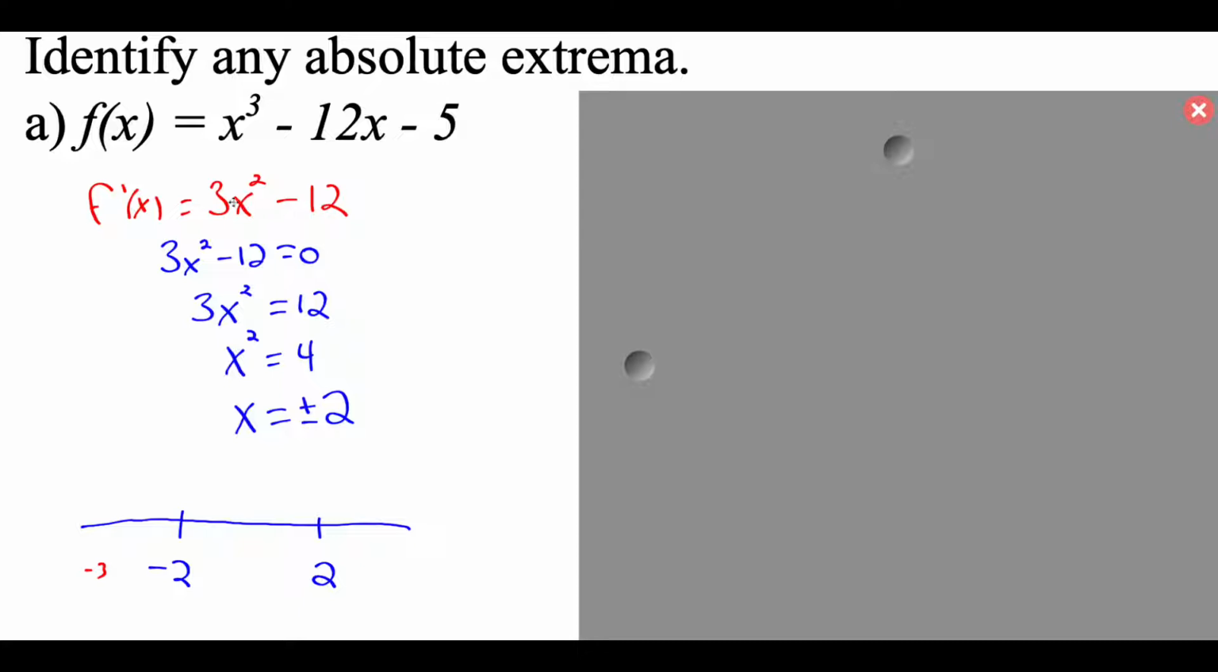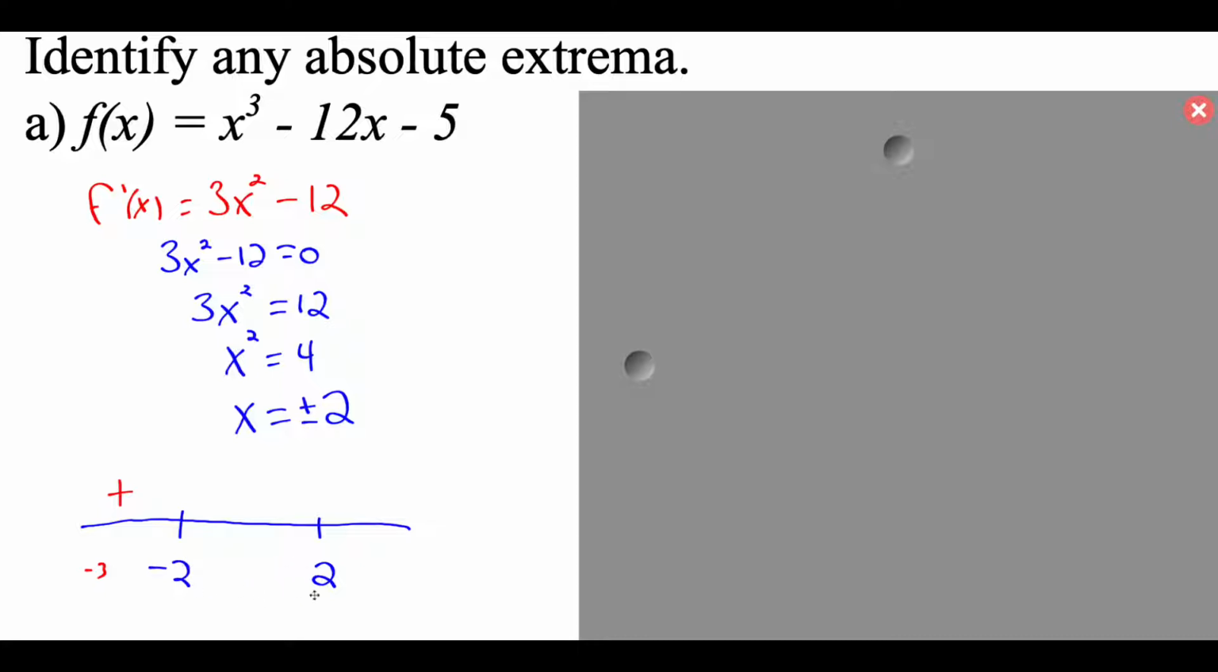So in my derivative, I'm going to plug in negative 3. Well, negative 3 squared is 9. 9 times 3 is 27. Minus 12 is 15. And it doesn't really matter what the answer is. It just matters the sign of the answer. We got positive 15, so our derivative is positive to the left of negative 2.